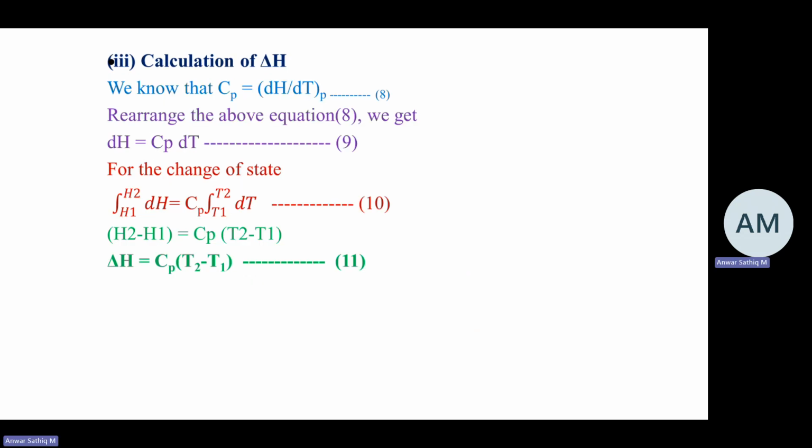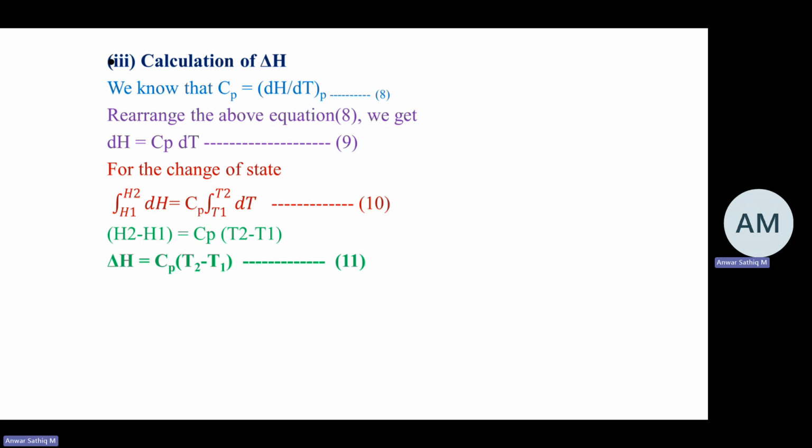Third one, calculation of delta H, that is change in the enthalpy. We know that heat capacity at constant pressure, that is represented by Cp, is equal to the rate of change of enthalpy with the temperature at constant pressure. This is equation number 8.